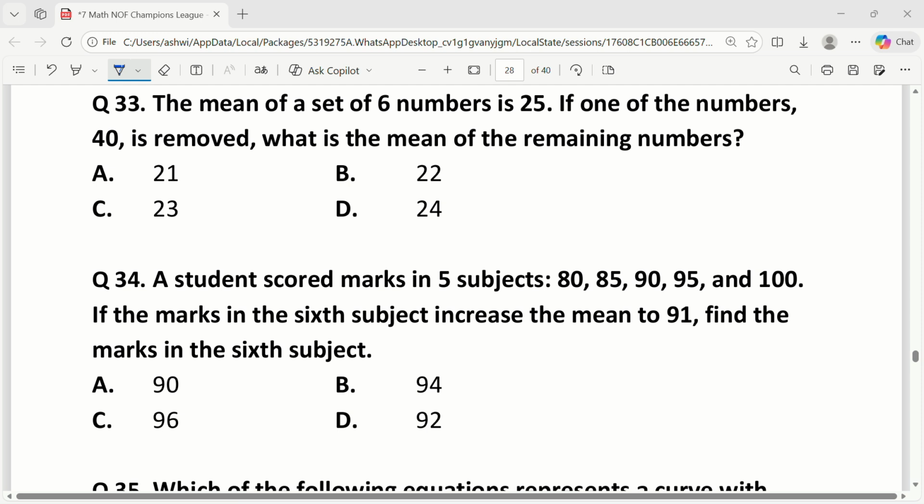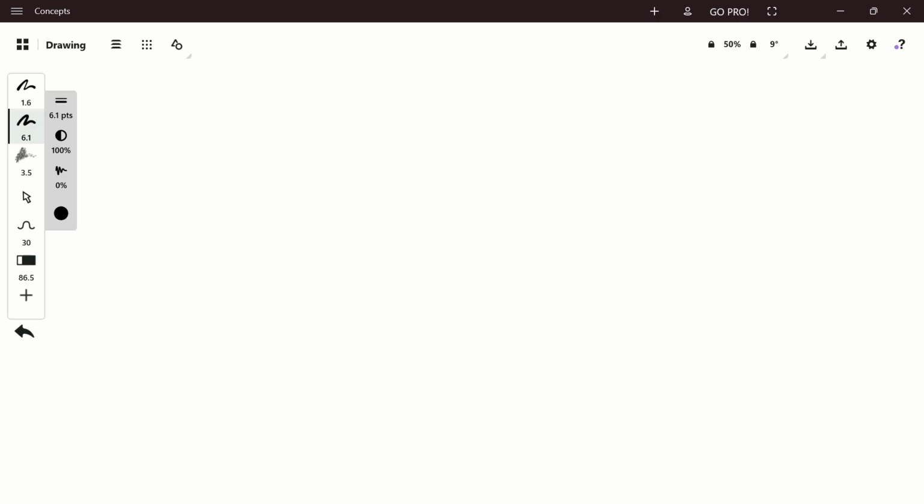Question 33. The mean of a set of 6 numbers is 25. If one of the numbers, 40, is removed, what is the mean of the remaining numbers? The mean is the sum divided by the count. The sum is the mean multiplied by the count. So, sum is equal to mean, that is 25, into the number count, that is 6, which is equal to 150.